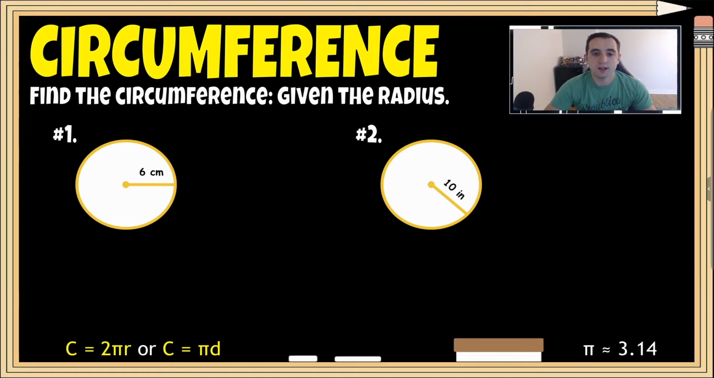Hey everyone, in this video, we are going to figure out how to find the circumference of a circle given the radius only. Now, to begin with, you need to know the formulas of how to find the circumference of a circle, and I have them jotted down here in the bottom left-hand corner. The first one is circumference equals 2 times pi times the radius. And the other formula that you can utilize as well is circumference equals pi times the diameter.